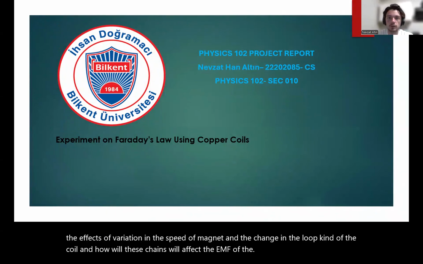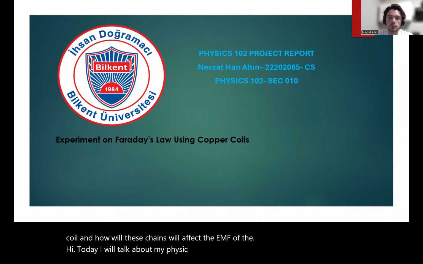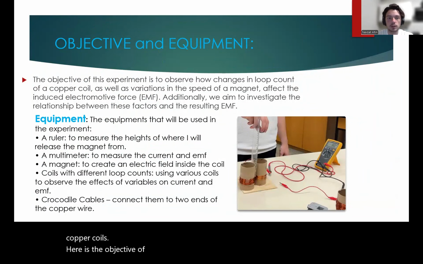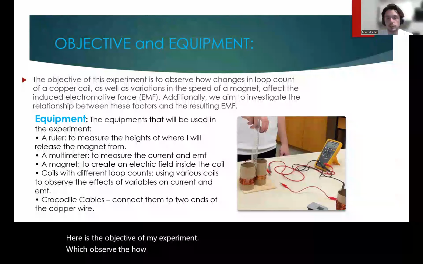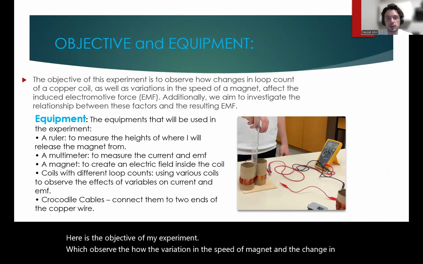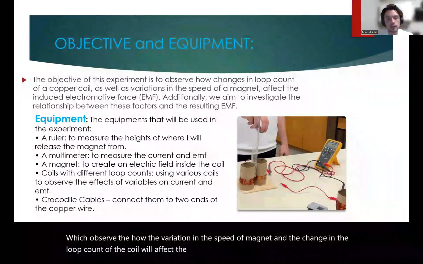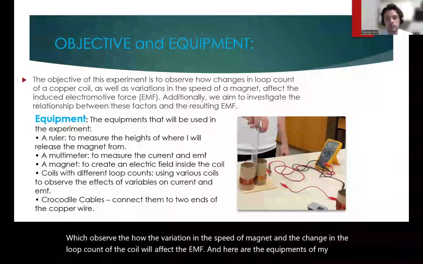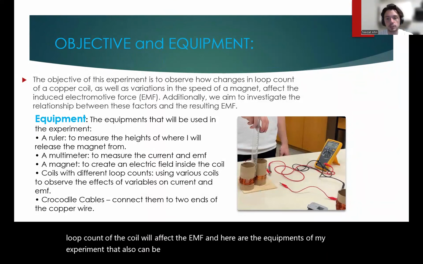Today I will talk about my Phys102 project, which is about Faraday's law by using copper coils. Here is the objective of my experiment, which is to observe how the variation in the speed of the magnet and the change in the loop count of the coil will affect the EMF. And here are the equipment of my experiment that can also be seen clearly in the picture.